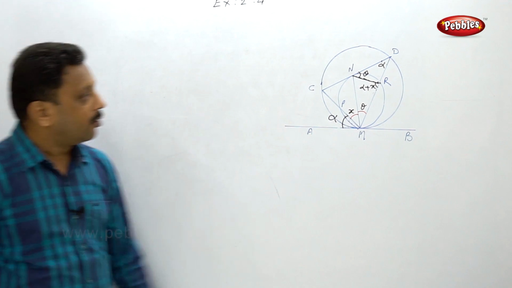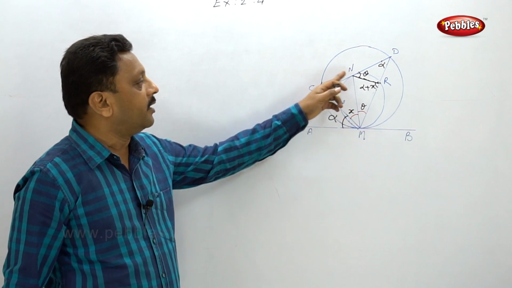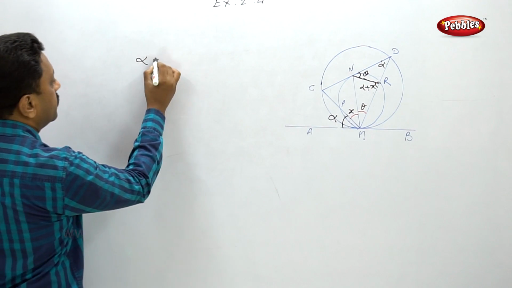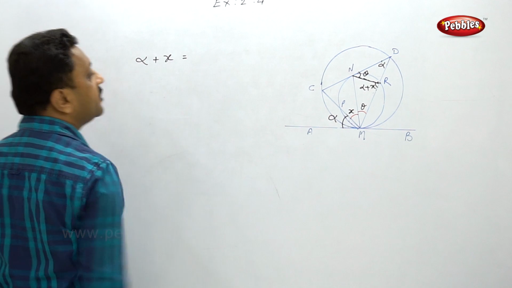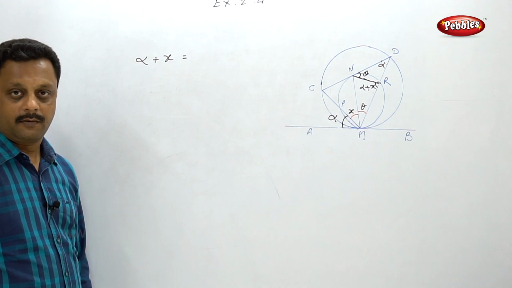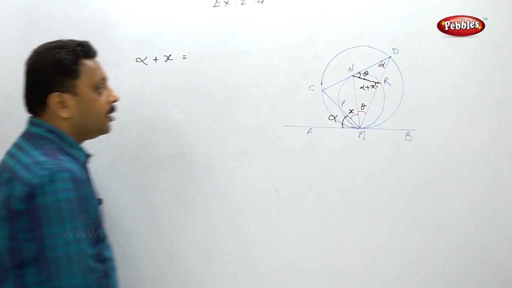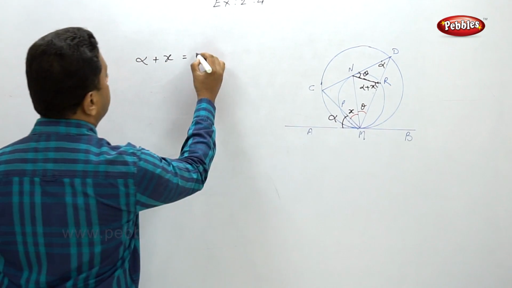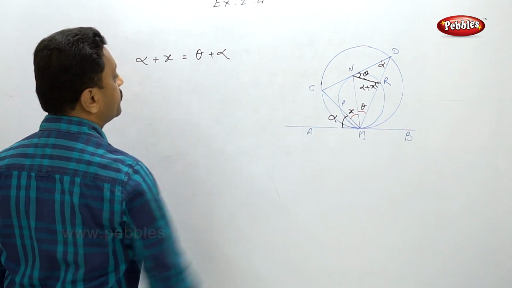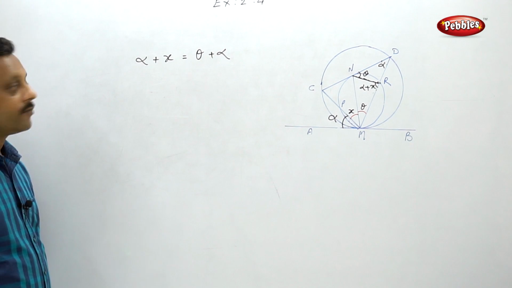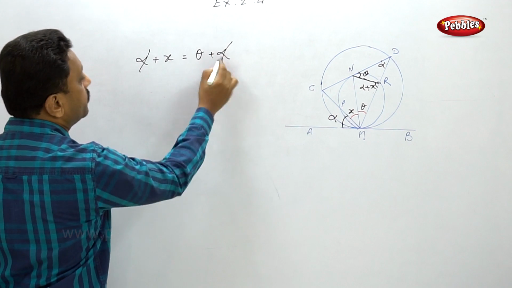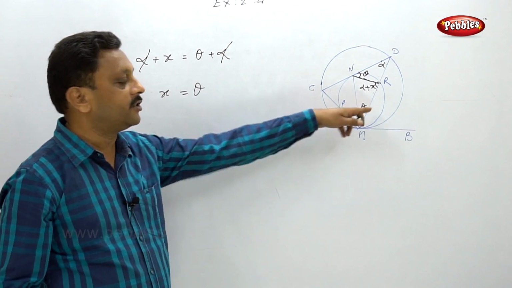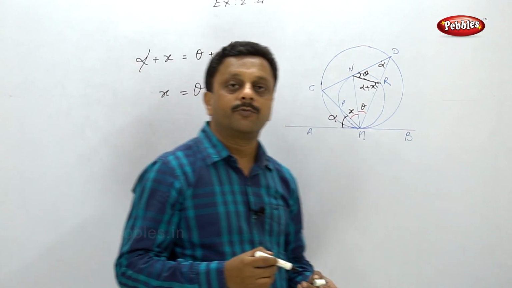Now if you consider this triangle NDR, this alpha plus X is an exterior angle, correct? So it is equal to the sum of the two remote interior angles, that is theta plus alpha. Now alpha is common, so X is equal to theta. So here also X is equal to theta, which we had to prove.